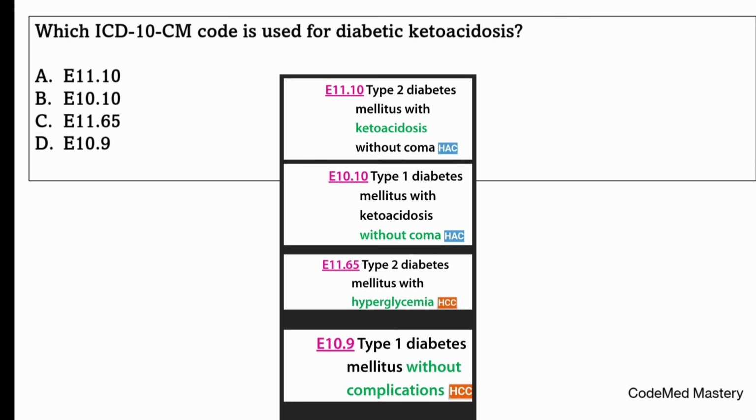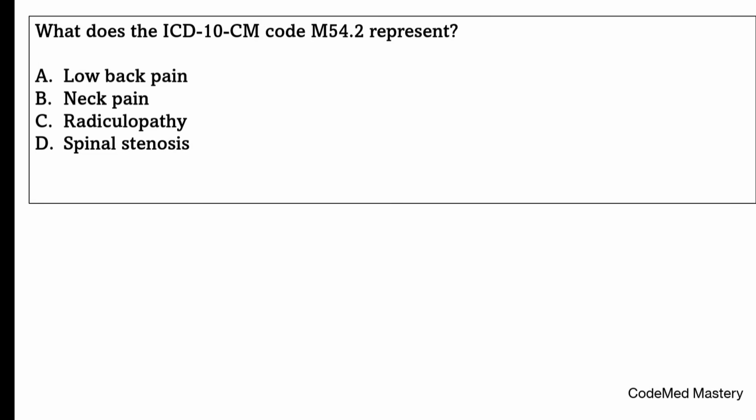The right answer is option B, E10.10, type 1 diabetes mellitus with ketoacidosis without coma. Because in the question they have mentioned diabetic ketoacidosis and they have not mentioned coma. According to the guideline, if the type of diabetes is not mentioned, we will code type 2. Therefore, the right answer for this question is option B, E10.10.